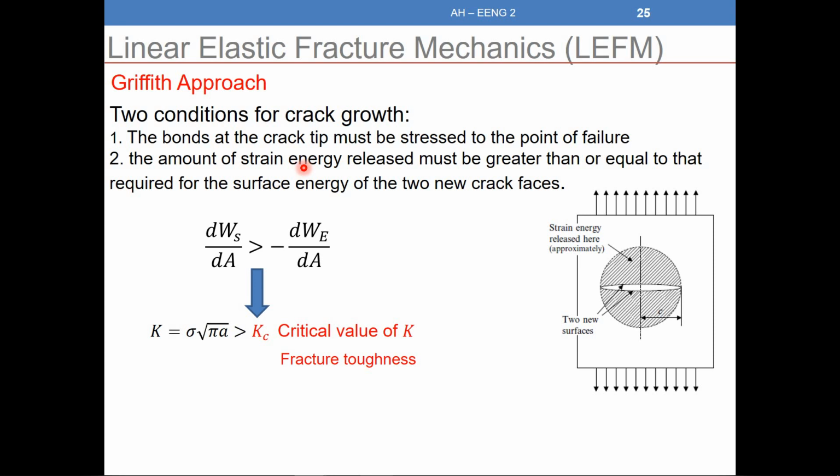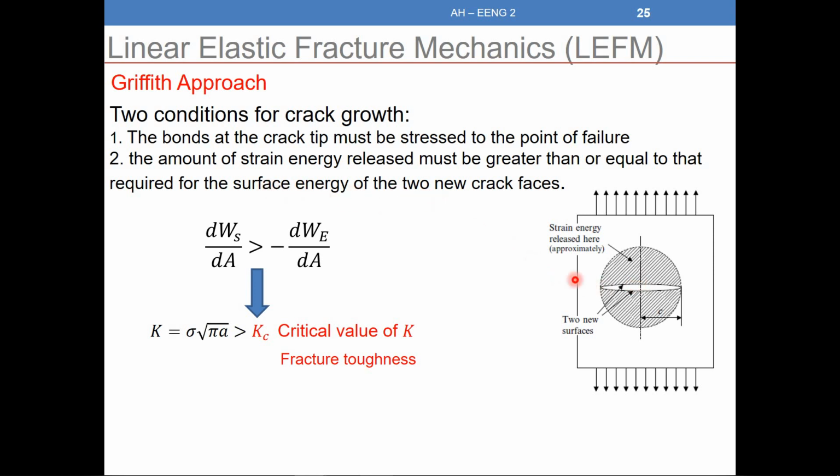The first one is that the bond at the crack tip must be stressed to the point of failure. The most important one is that the amount of strain energy released must be greater than or equal to that required for the surface energy of the two new crack faces. So the first is that the stress at the crack edges should be very high, what we call the point of failure. The second is that the strain energy that will be released if the crack propagates should be greater than the surface energy of the two new crack faces.